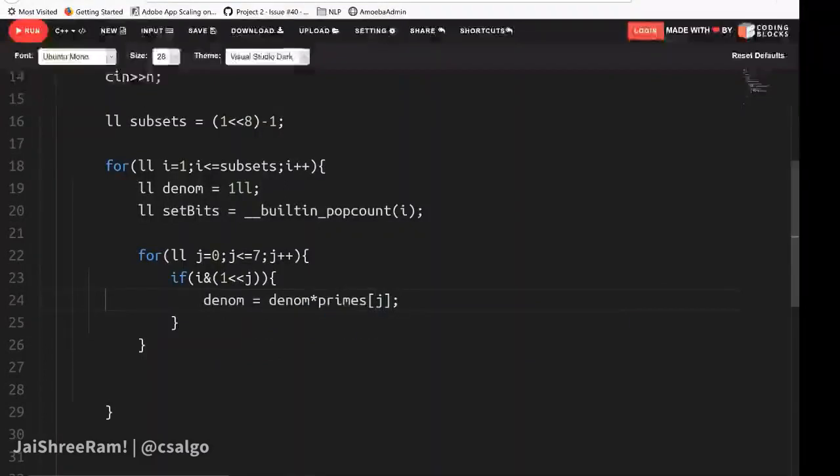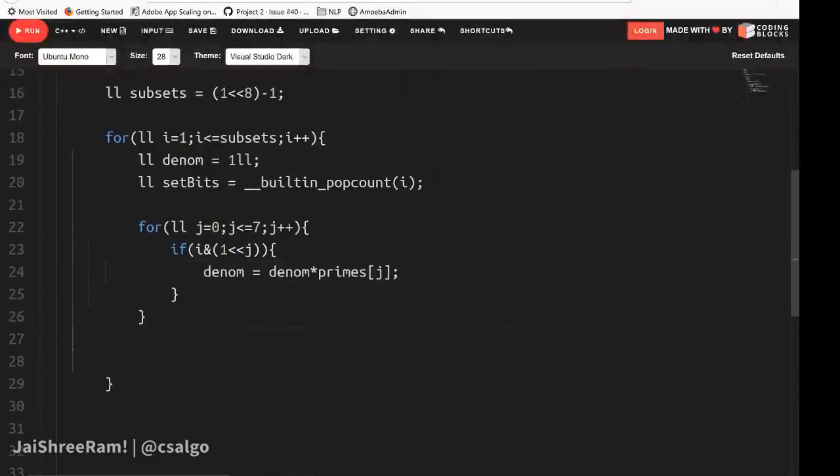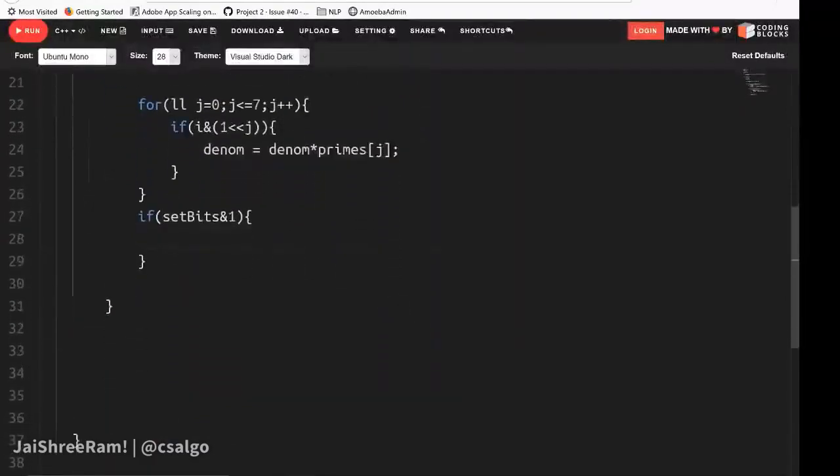Then I'm going to see if the number of set bits is odd. So AND 1 basically tells me if the result is odd or even. If it is odd, I'm going to add n divided by denominator to my answer. Else I'm going to subtract, which means the number of set bits is even.